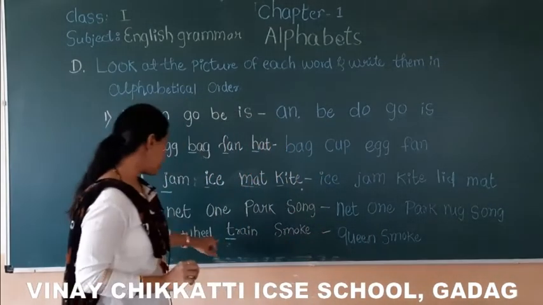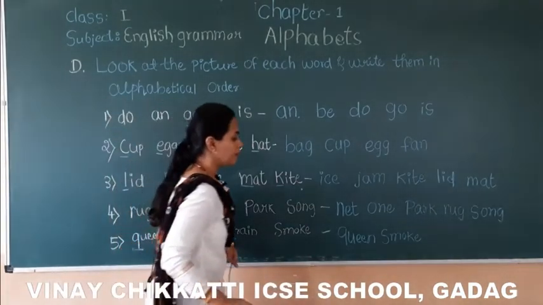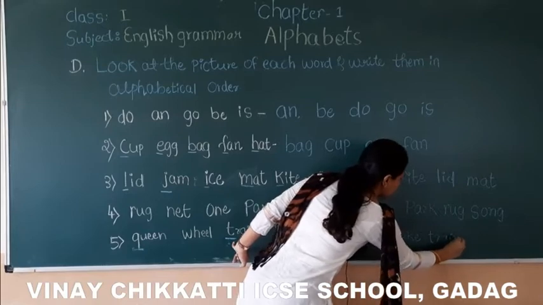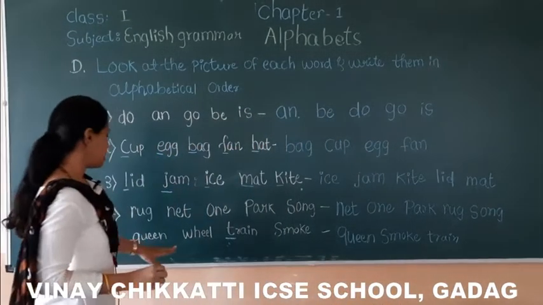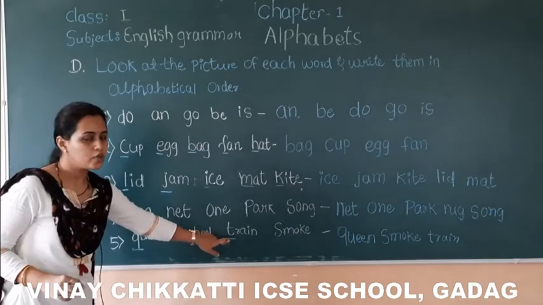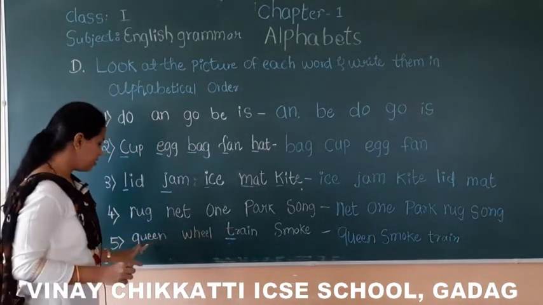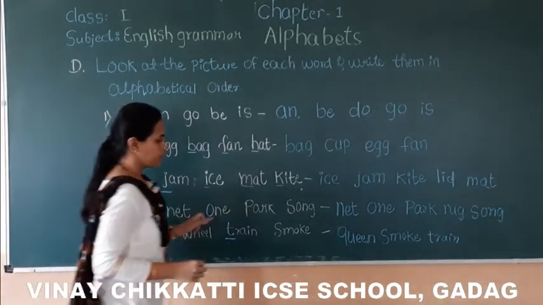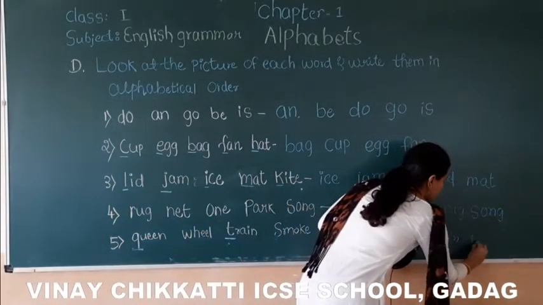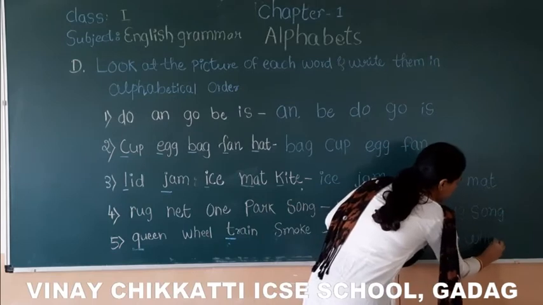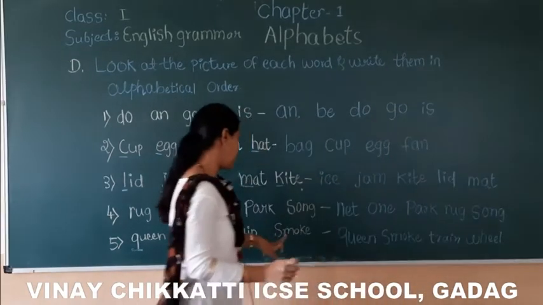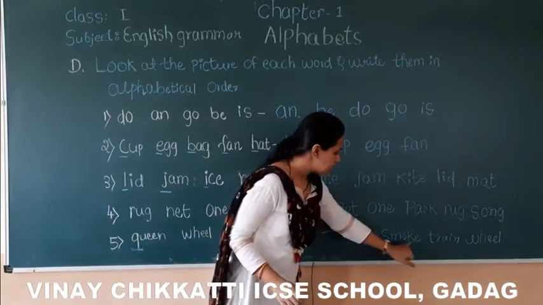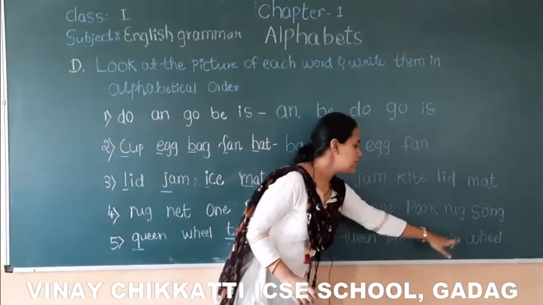Yes, then go for the T. T, R, A, I, N. Train. S, T, U, V. Do you find these letters? No. V, W. W is here. So, W, H, E, E, L. Wheel. So, Q, R, S, T, U, V, W.